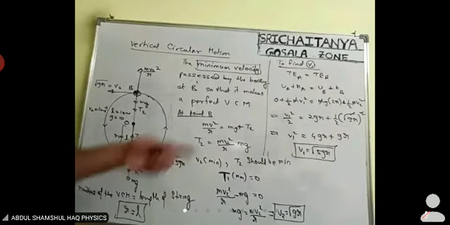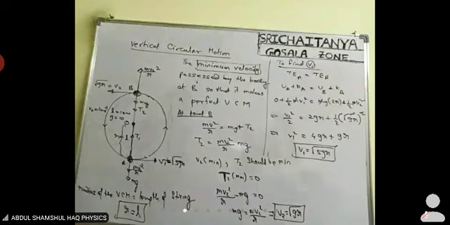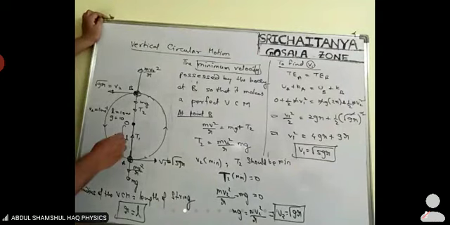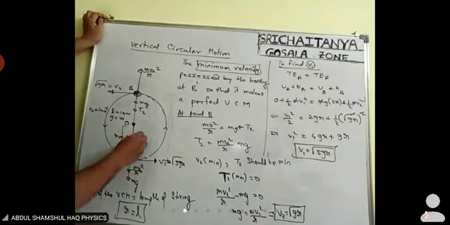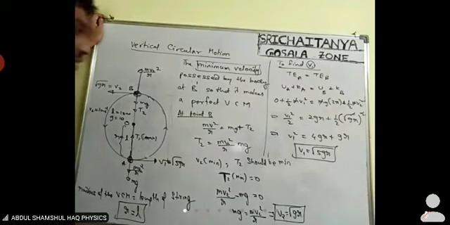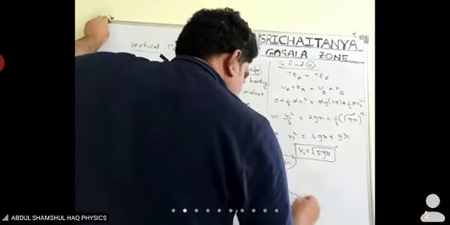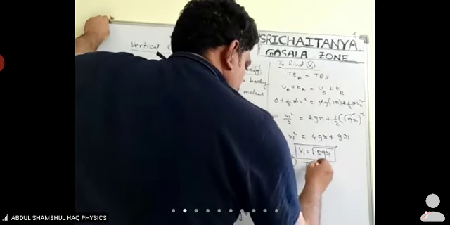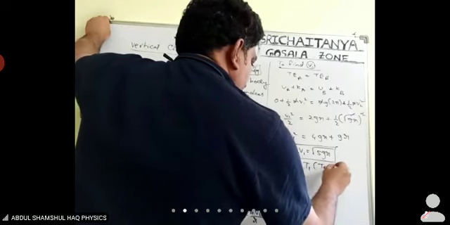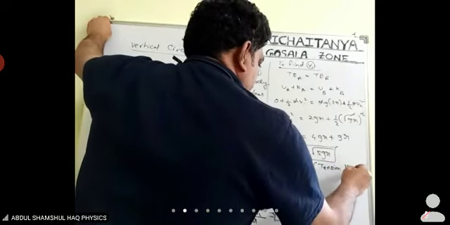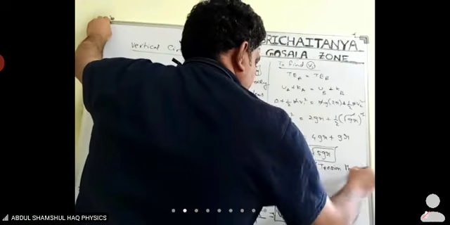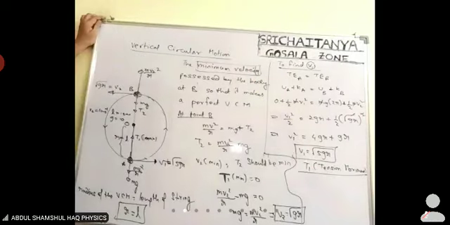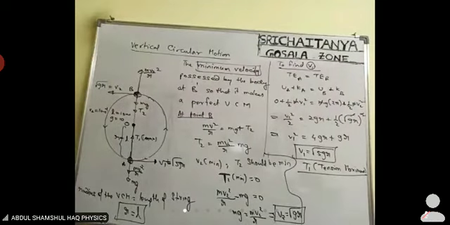Okay, students. In this case, V1 is root 5gr. Now, students, let us try to evaluate the tension at the point T1. I told you tension at this point T1 will be max. We have to find the maximum tension. What is this tension? We have to find that tension here.